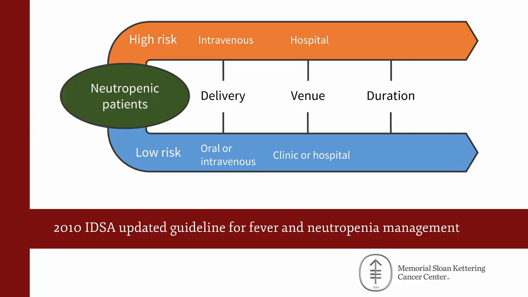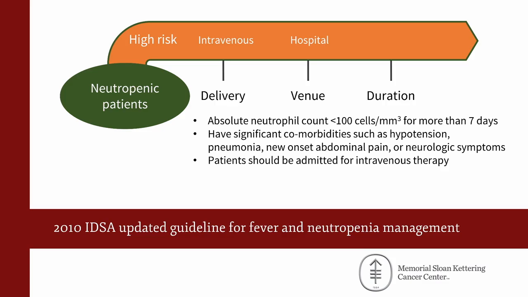Fever and neutropenia is a common problem that occurs during receipt of cytotoxic therapy for the underlying malignant disease. The 2010 Infectious Diseases Society of America guideline provides a blueprint for the antimicrobial management of febrile neutropenic patients. Adherence to these guidelines is an easy target for stewardship programs. One key point that this guideline emphasizes is a categorization of neutropenic patients into high versus low risk to determine the delivery, venue, and duration of empiric therapy.